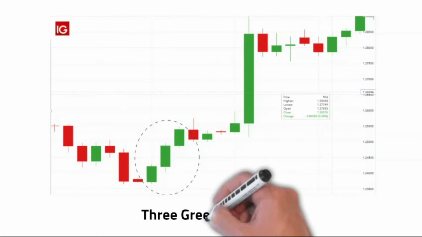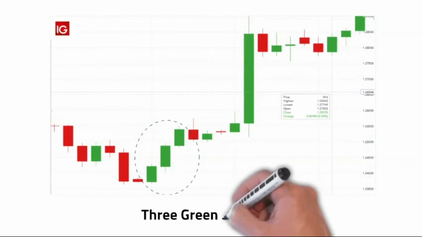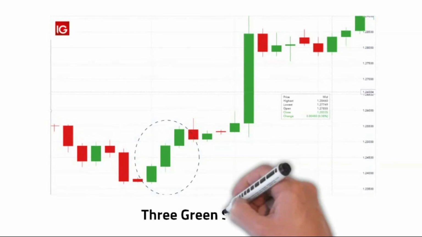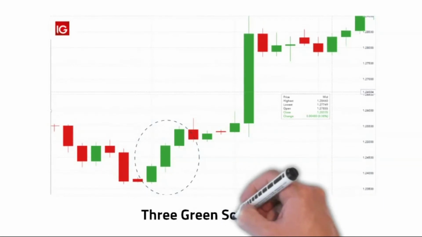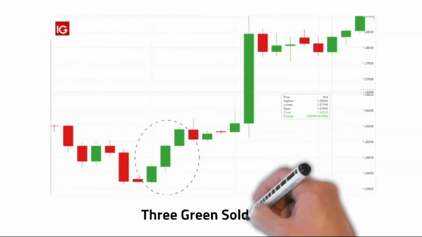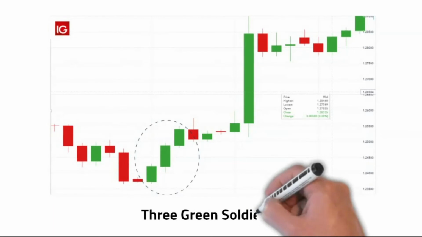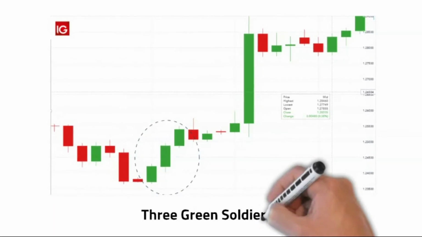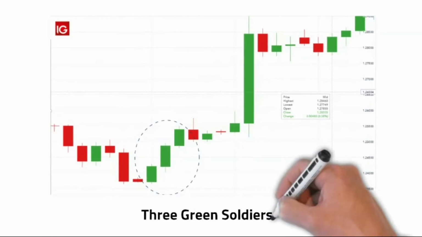It either ends the downtrend or implies that the period of consolidation that followed the downtrend is over. For the 3 green soldiers pattern to be considered valid, the second candlestick should be bigger than the first candle's body. Also, the second candlestick should close near its high, leaving a small or non-existent upper wick. For the 3 green soldiers pattern to be completed, the last candlestick should be at least the same size as the second candle and have a small or no shadow.